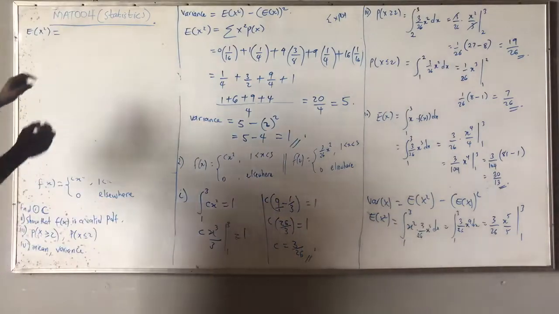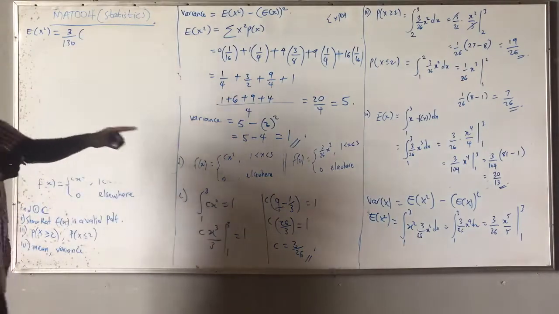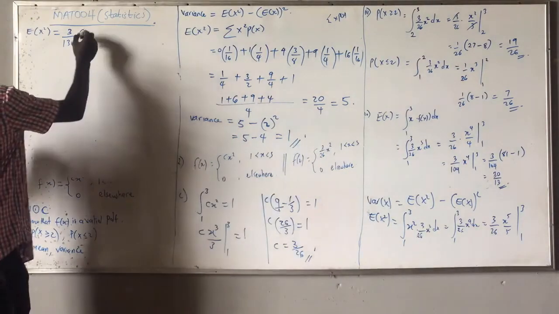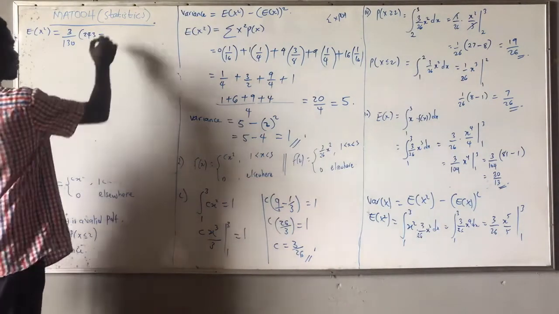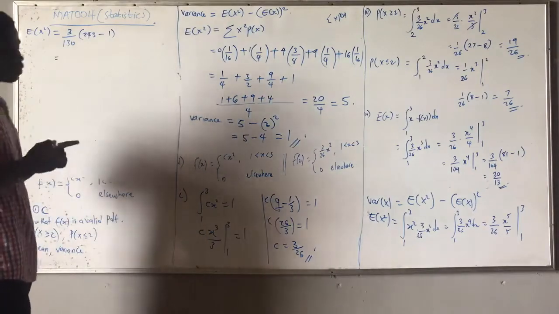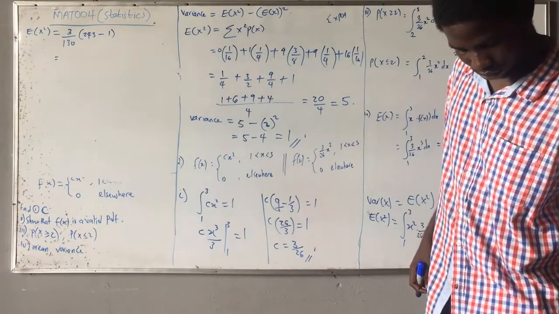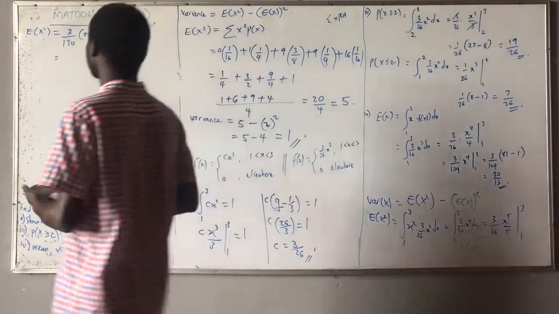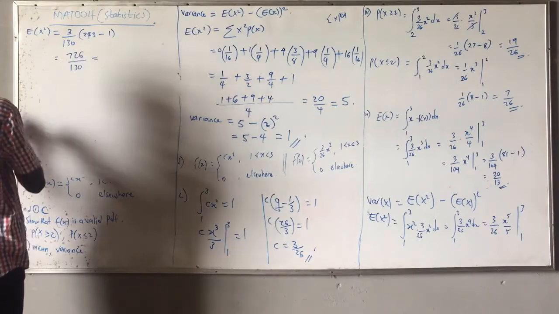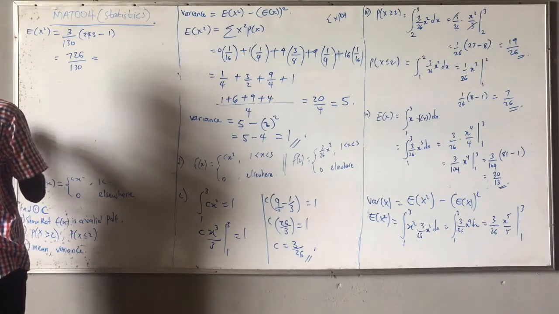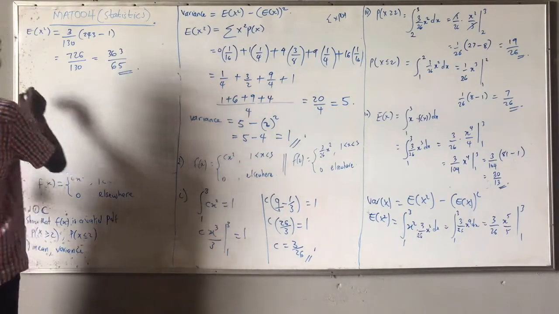If we put, this is 3 over 130, put 3 there. 3 raised to power 5 is 243 minus 1 raised to power 5 is 1. So that's 242. 3 times 242 will give me 726. 726 over 130, and this will be equal to 363 all over 65.